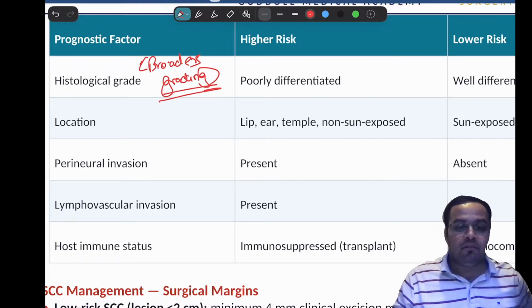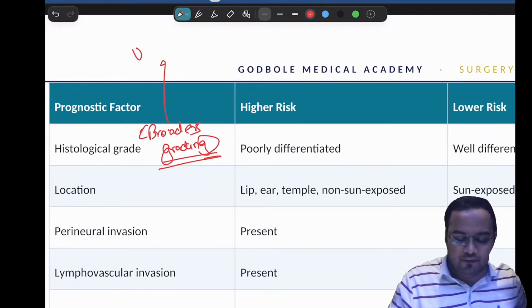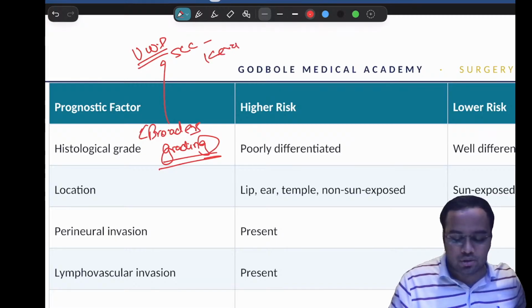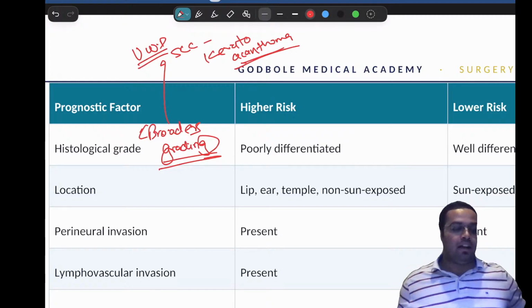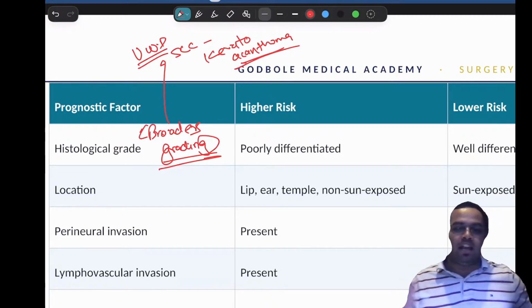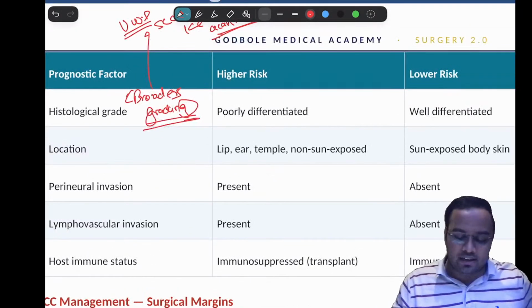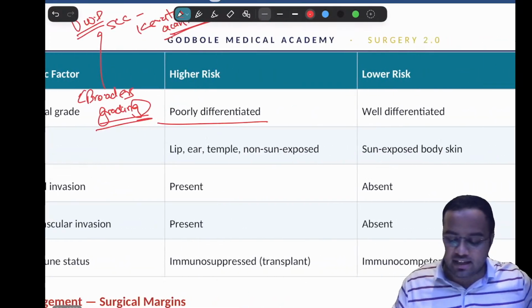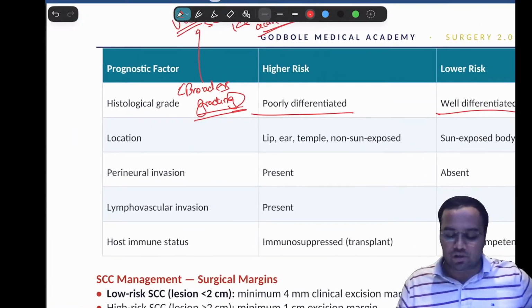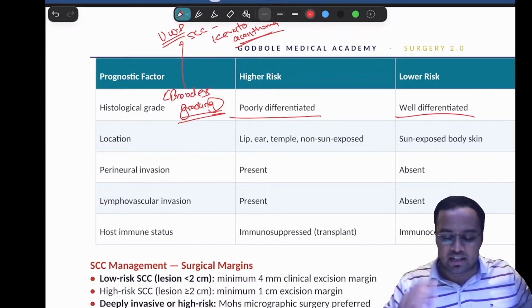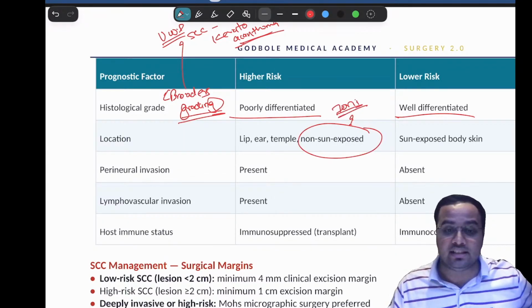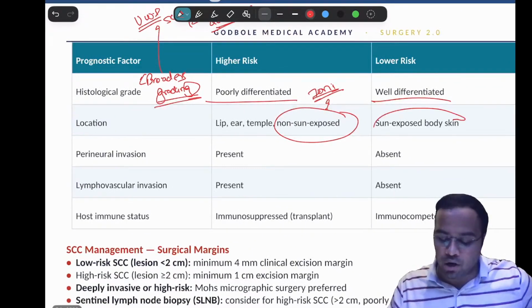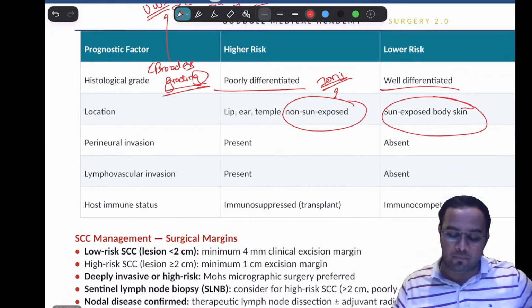Broders grading, we saw that a very well differentiated SCC can resemble keratoacanthoma. So again, revision: keratoacanthoma can be resembled by a very well differentiated SCC. Again, the Broders grading will differentiate between poorly differentiated and well differentiated. Location: whenever it is present on the lip, ear, temple or non-sun exposed region, it is because of ionizing radiations, and ionizing radiations are worse than UV radiations. SCC on sun exposed body skin is going to have a better prognosis.